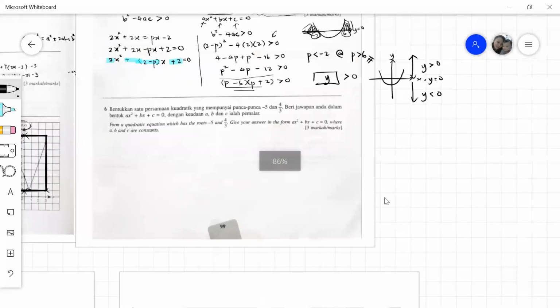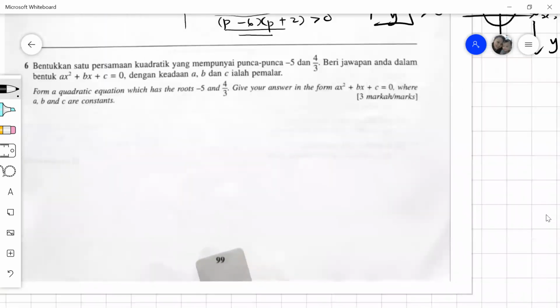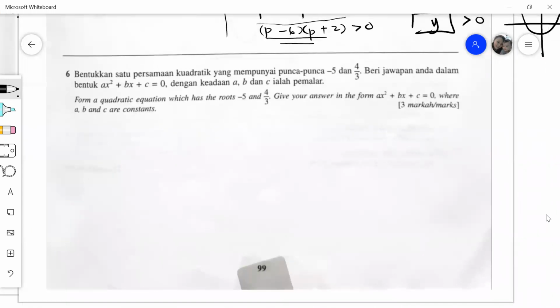It's either you use SOPOR or you use the factors of the quadratic equation. Let me use that one first. Because these are the roots, x equals -5 or x equals 4/3. Therefore, you rewrite: x plus 5 equals 0, or 3x minus 4 equals 0. You have two factors, isn't it? You put these two factors together and form the equation.